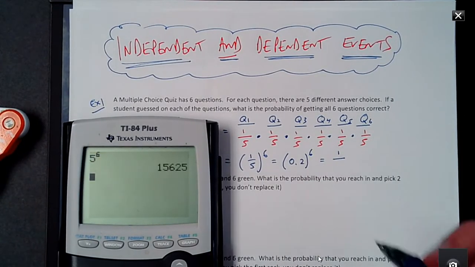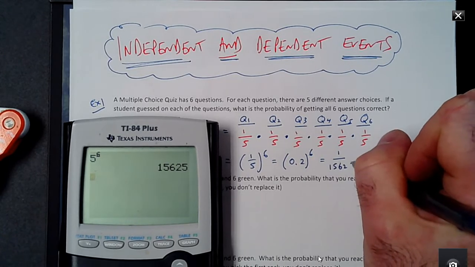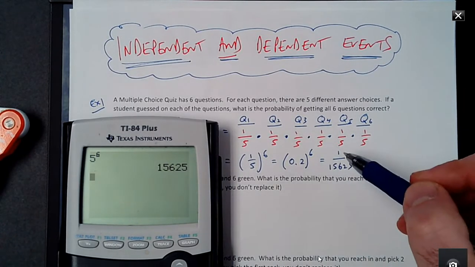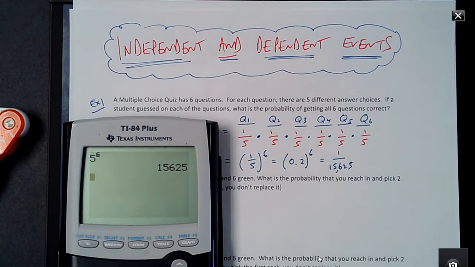5 to the power 6 will give me 15,625. So that means you've got a 1 out of 15,625 chance of getting all 6 questions right. It's pretty low probability. I mean, yes, it could happen. Is it likely? No. Could it happen? Yes.